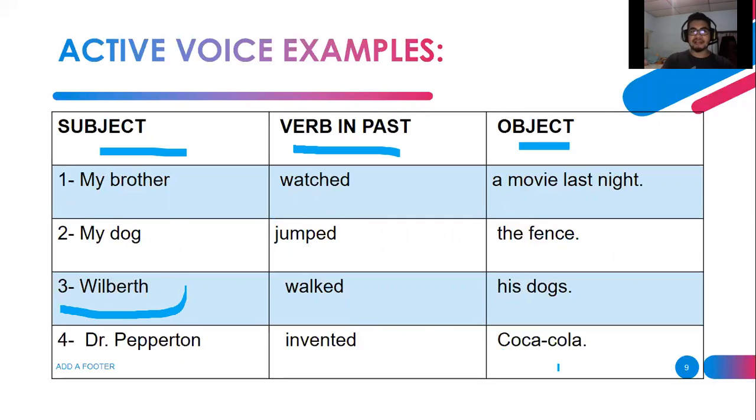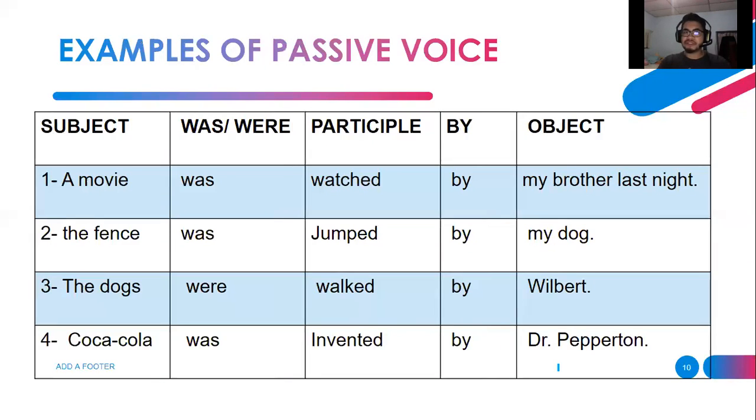Pay attention and take a look. In the passive voice form, you notice that there is a big change right now, because over here we have a subject. We have was or were. We have the verb in participle. We have the word by, and we have the object.